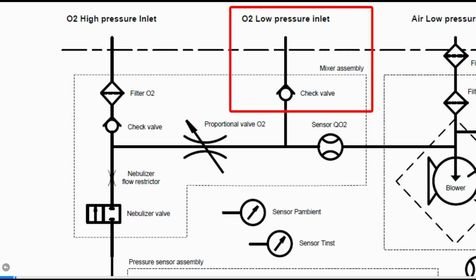Alternatively, oxygen can also be supplied as low-pressure gas through the O2 low-pressure inlet. The oxygen flow is measured by the sensor QO2 before entering the blower module.